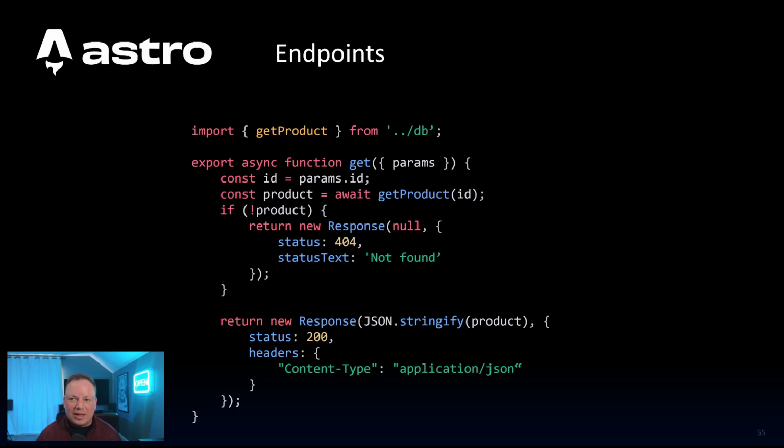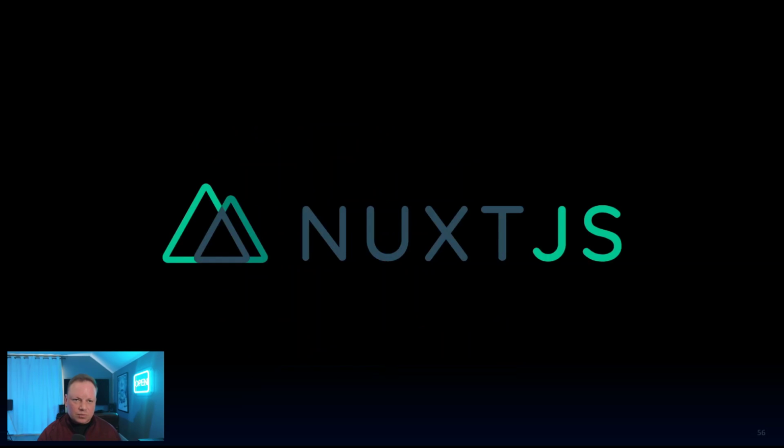Astro also allows for server-side endpoints, so you can create your own API directly inside the framework, and you're all set to go there, just like I talked about with SvelteKit. So the next thing we're going to do a little bit faster, since we're not going to deep dive, and you probably already are familiar with these frameworks.